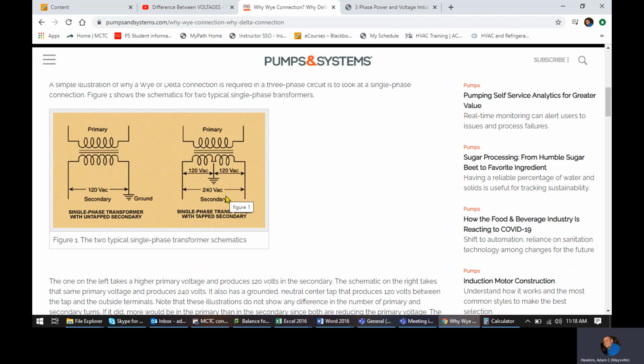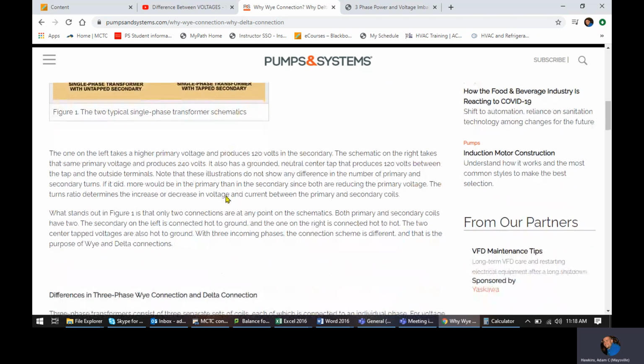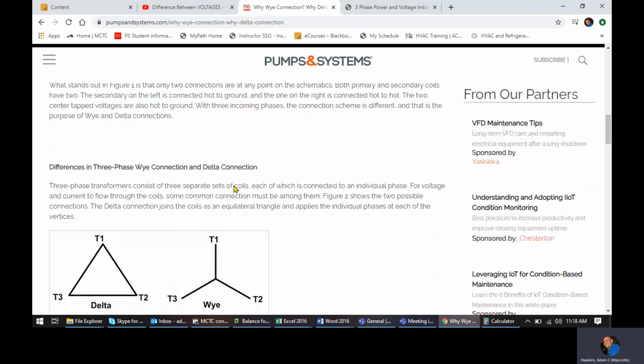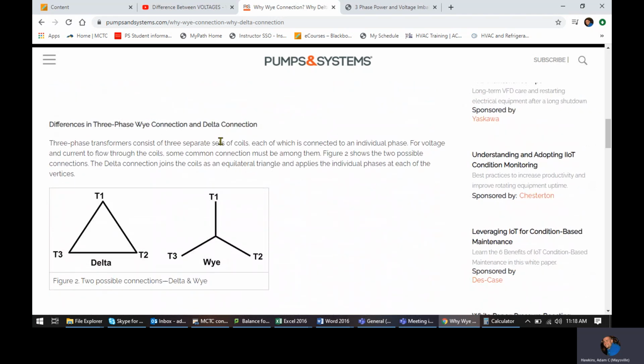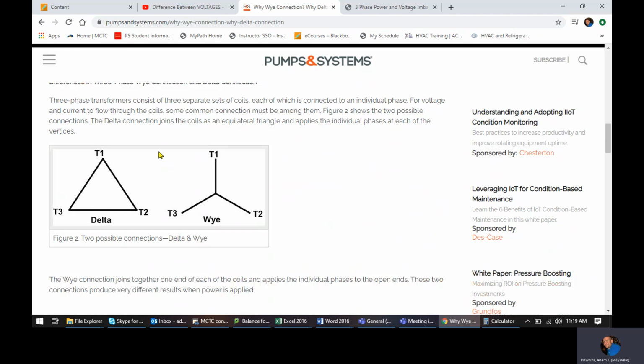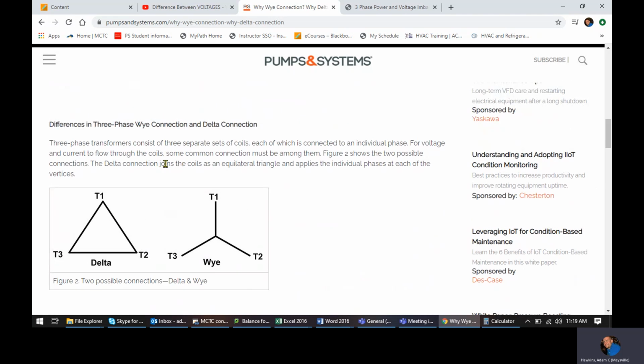Single phase transformers are just bringing in high voltage, stepping it down to low voltage. Basically, the same thing that we're going to be doing on three phase. So the differences in three phase connections is you've got a couple of different basic configurations. One's called delta and one's called Y, WYE. And it kind of looks like the letter Y. And delta looks like a triangle. So that's why they call them that.